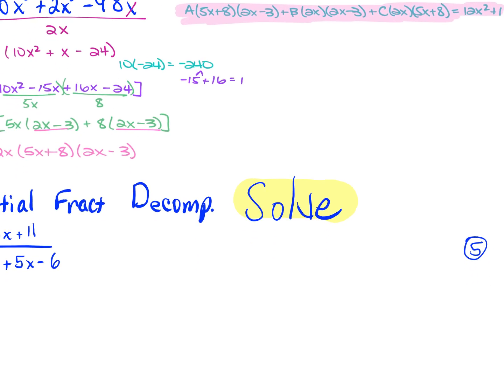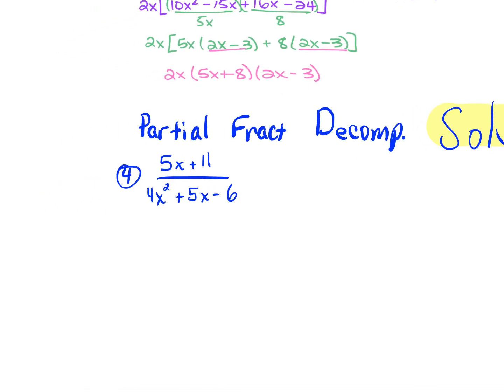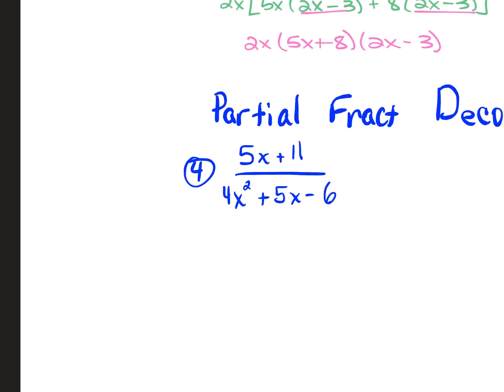The next part that you look at, you are using your partial fraction decomposition, but you are solving these. So you're going to do the same thing that we did with the 3 before this. However, you're going to completely solve them out. So when you factor, you're going to set each part equal to 0, solve for your x, then start plugging those in. For number 4, you have 5x plus 11 over 4x squared plus 5x minus 6.